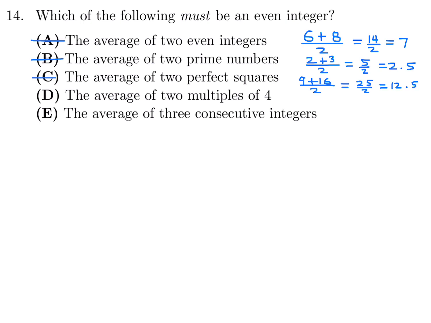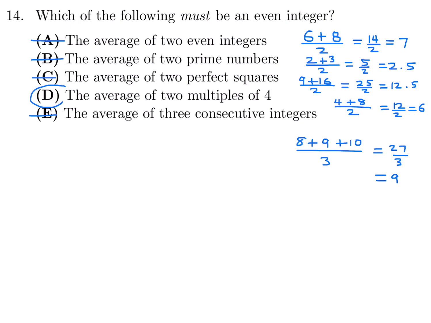The average of 2 multiples of 4. Okay, how about 4 and 8? Those are multiples of 4. So that's 12 over 2, and that's 6. Okay, that's even. So let's keep that. Let's try E. The average of 3 consecutive integers. 8, 9, and 10 divided by 3. That is 27 over 3, and that is 9, so that's not even. So by process of elimination, the only one that ends up being even is D. So number 14, the answer is D.